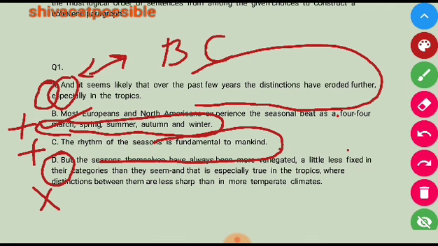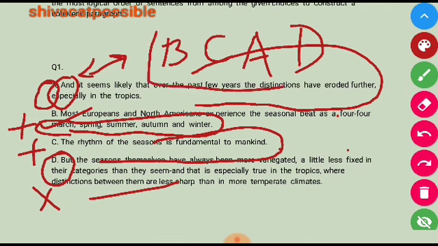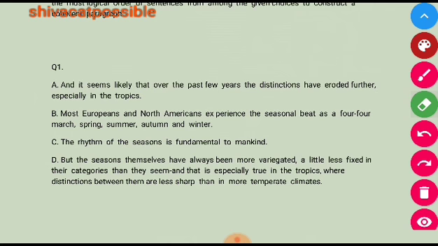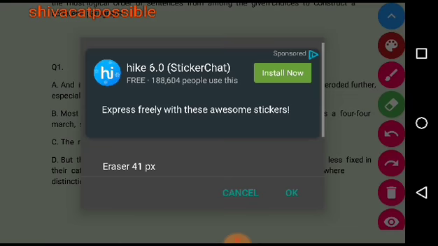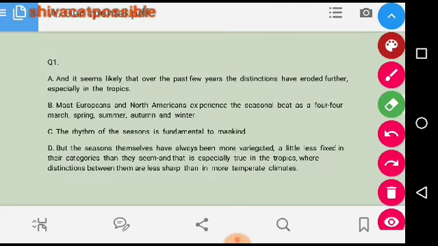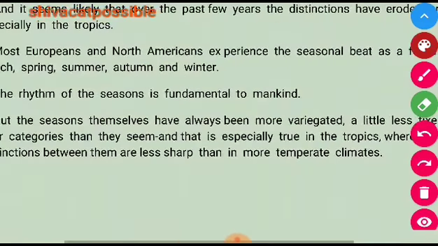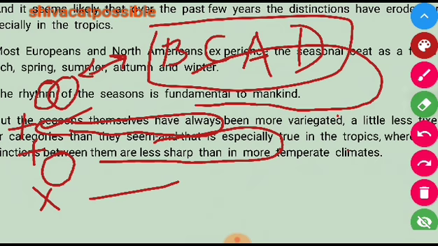And it seems like in the past few years the distinctions have eroded further, especially in the tropics, but the seasonal. So next will be A, and finally it is D. So this is the coherent and logical order in which this can be formed. So the answer will be BCAD.